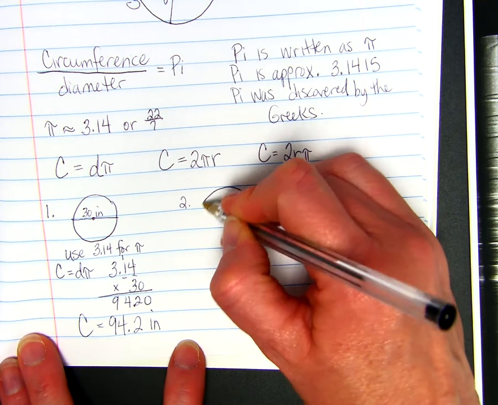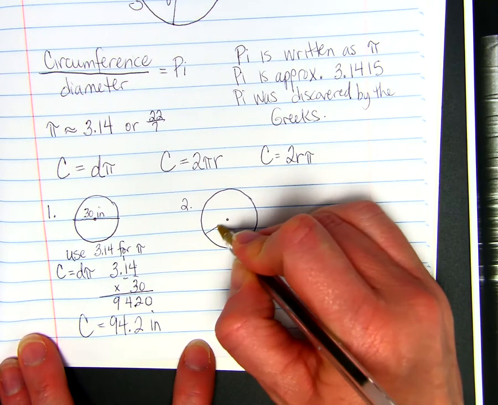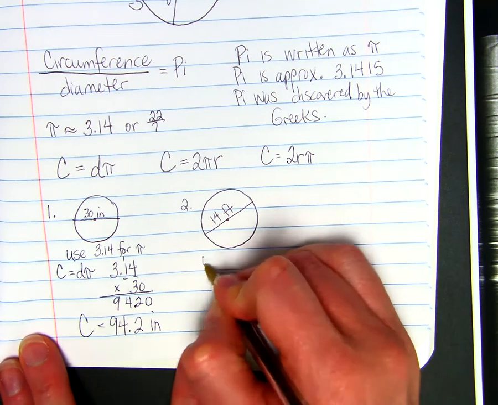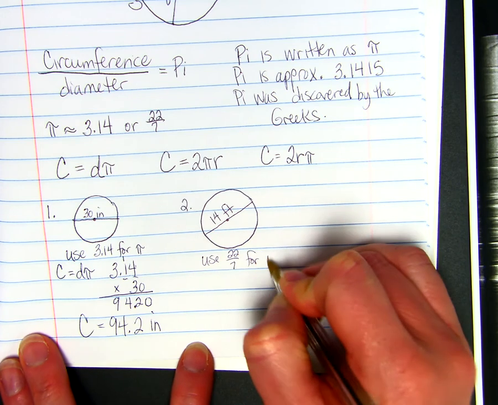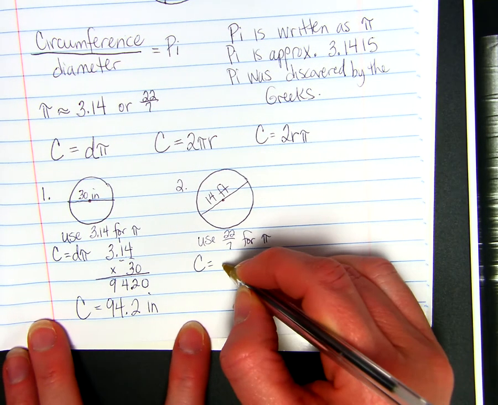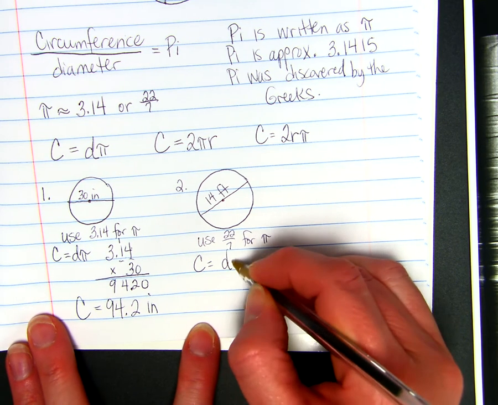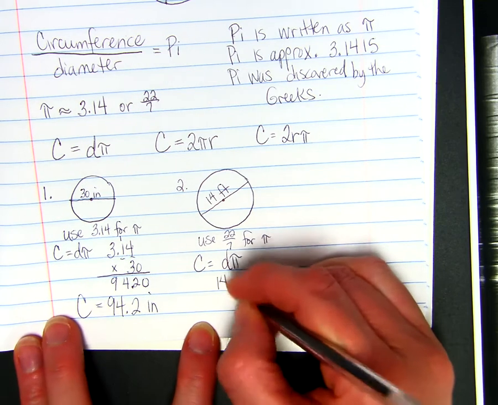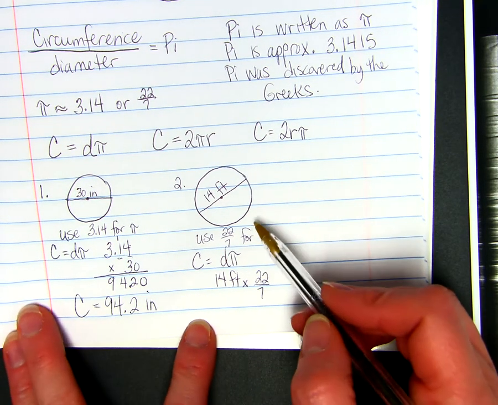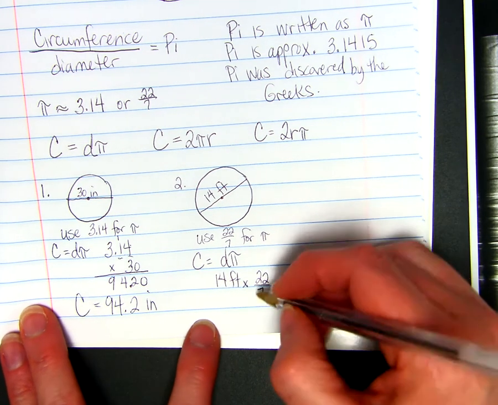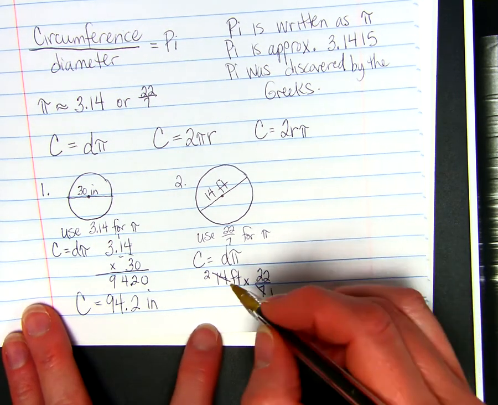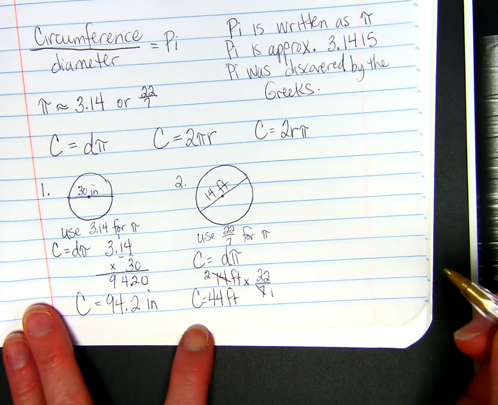Here's another example. We're going to say the diameter is 14 feet. This one says use 22/7 for pi. Again, is 22/7 equal to pi? No, we're just approximating. So our circumference is diameter times pi. So we take our 14 feet times 22/7. I think they ask us to use 22/7 because 14 is divisible by 7, so we can just cancel. For me, it's 2 times 22, which is 44. So our circumference will be 44 feet.